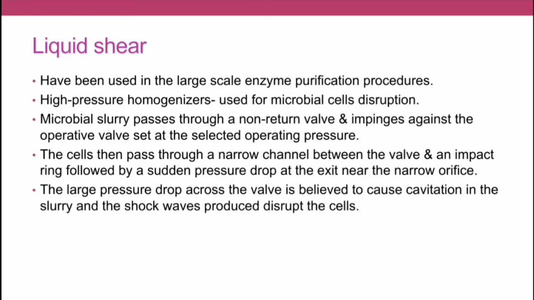Okay, it means the microbial slurry, or the microbial suspension, is passed through the valves and impinges against the operative valve set, and it creates a pressure. Because of this pressure and the narrow channel created in the valve, there is an impact on the ring by a sudden pressure drop at the exit near the narrow orifice. This large pressure drop across the valve is believed to cause cavitation in the slurry, and the shock waves produced by the liquid shear forces disrupt the cells.